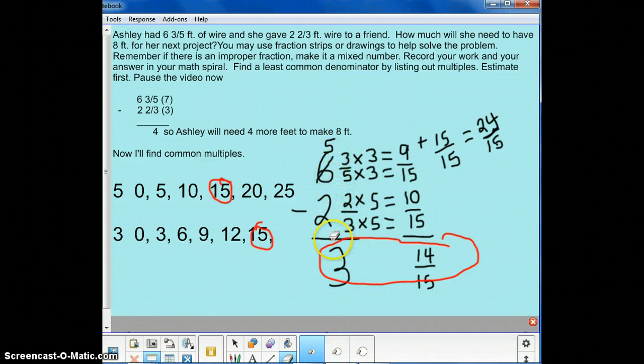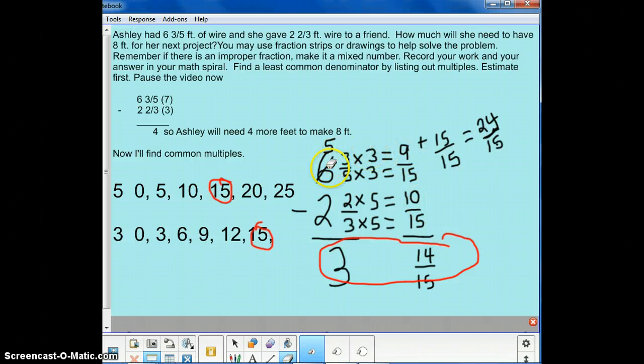I put my whole numbers here, and I put 3/5 and 2/3. Well, I know my common denominator is 15, so I put 15 over here. 3 times what gives me 15? It's 5. So I multiply my denominator and my numerator by 5. 5 times what gives me 15? 3. So I multiply my denominator and my numerator by 3. I get 9 minus 10.